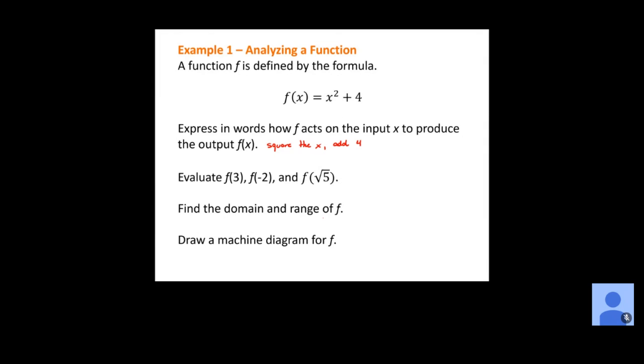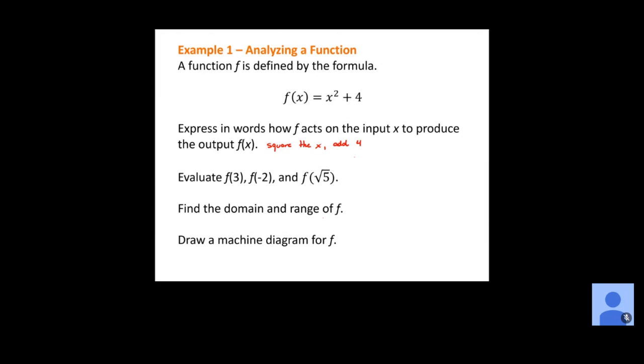So that's all it's asking for, in terms of expressing in words what that function's actually doing. There could be some multiple choice questions in the homework where they ask you that, and so you just have to choose which one of them actually does things in the right order there. Okay. Now, second part of this one says we're going to evaluate f of 3, f of negative 2, and f of square root of 5.